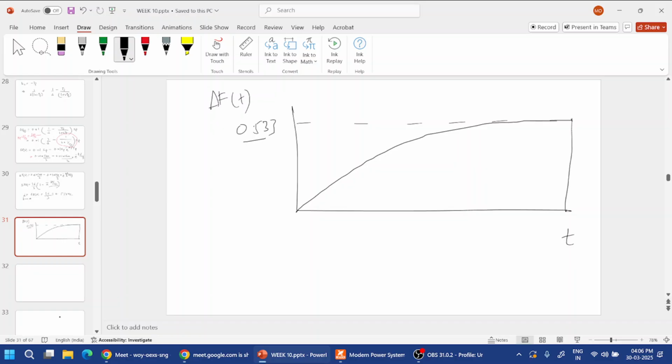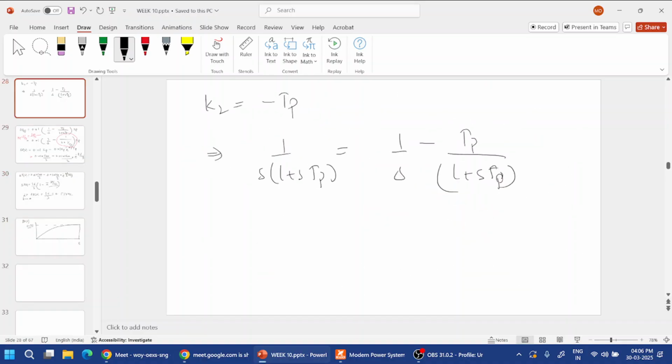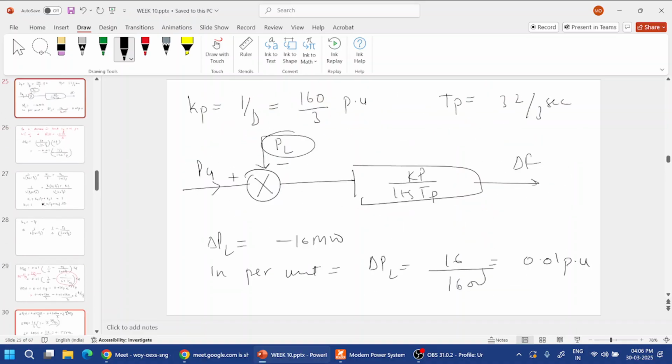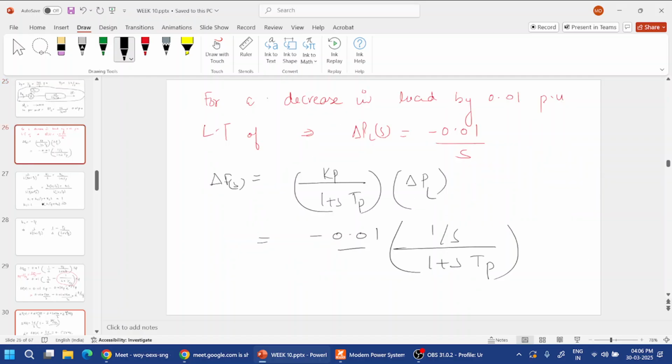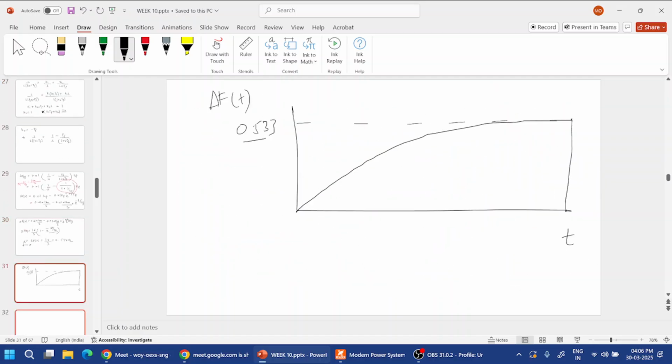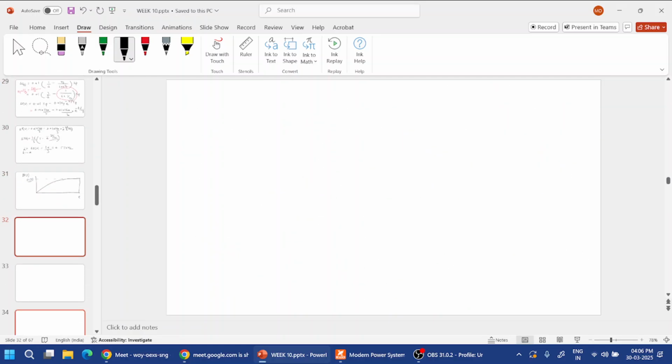So this is how you solve these type of questions, and basically this block diagram is very much important for the calculation. I hope you understood that. Now let's move on towards some other questions.